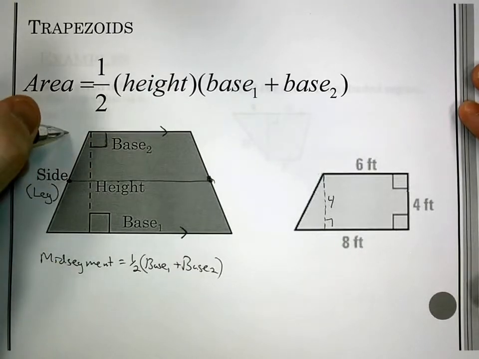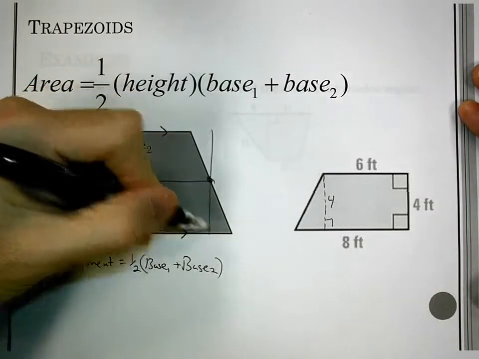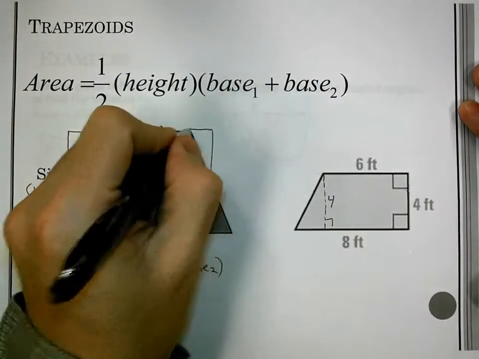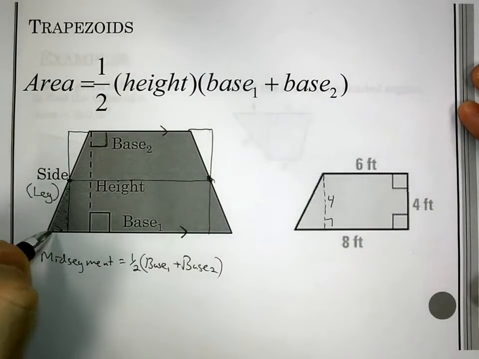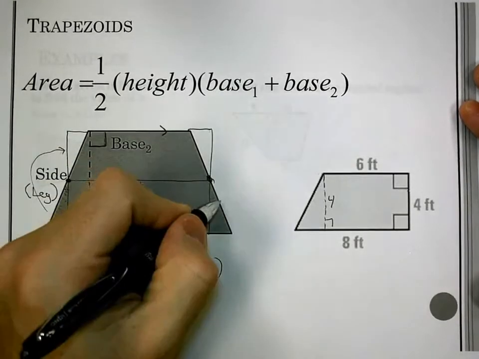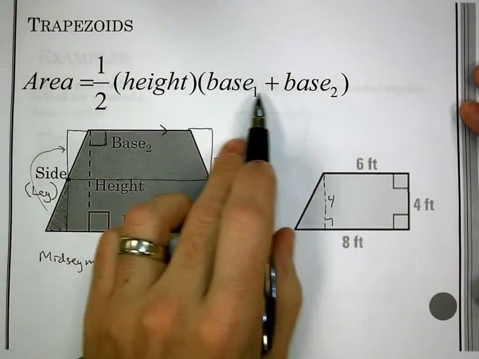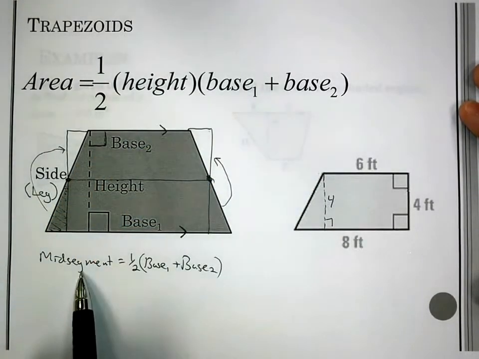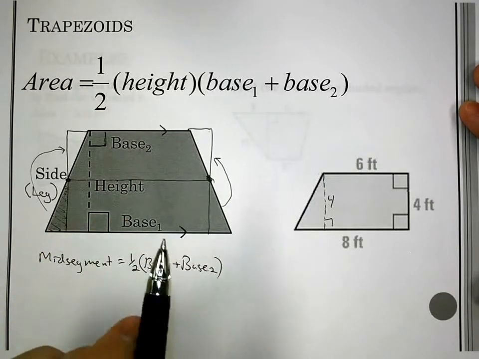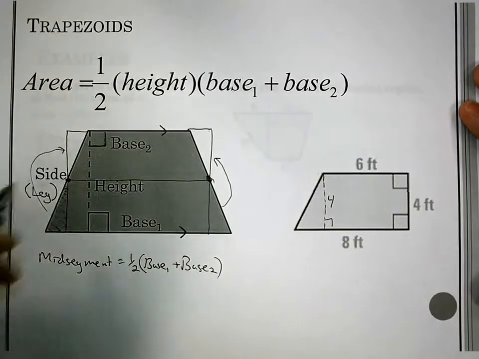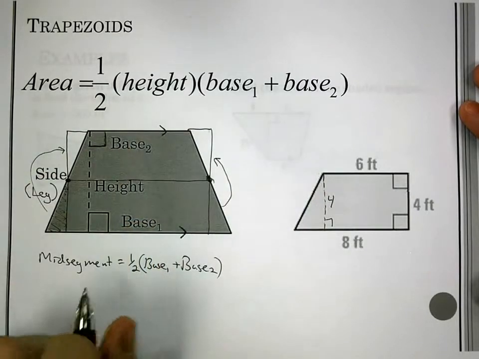Well, if we draw that mid-segment and then we draw a rectangle with the same height, we actually have this rectangle that overlaps the trapezoid, where we could then take this extra triangle on each side and fit it into the rectangle. So in that sense, this 1/2 height times base 1 plus base 2 really becomes the mid-segment times the height, or in a rectangle, which would be base times height. So it's related to a rectangle in that sense, but this is going to be our formula for the trapezoid. So let's look at a few different examples that use it.